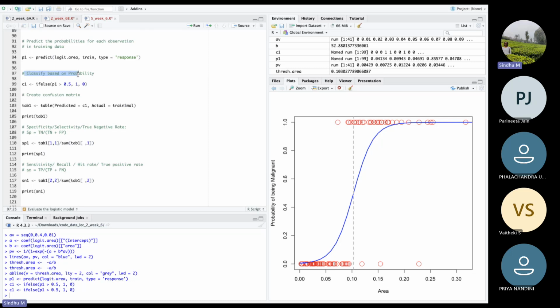So now this model will predict the value of y. Once you get the value of y, you have to classify it as benign or malignant. For that, we are using this conditional statement: if the predicted value p1 is greater than 0.5, then it is 1. Otherwise, it is 0. So this C1 will be the final output, whether it is 1 or 0.